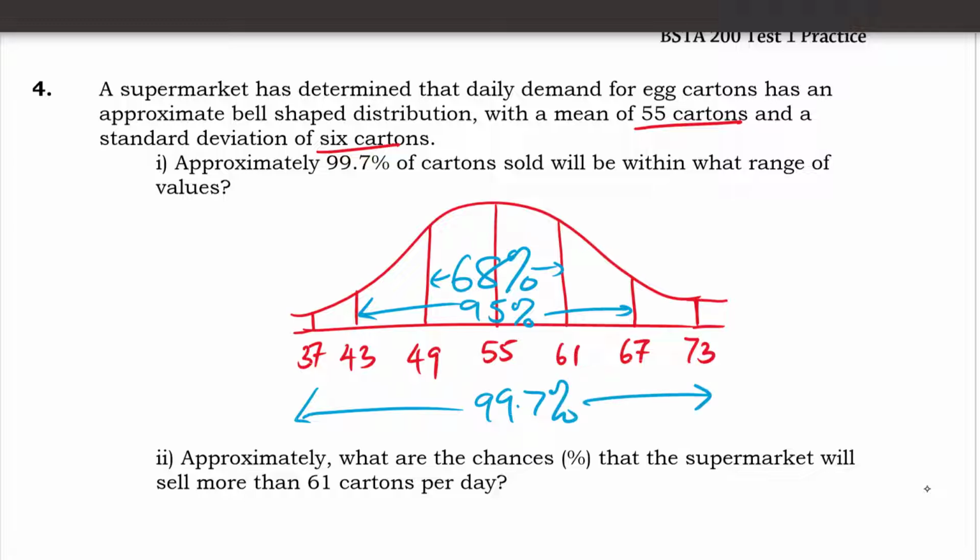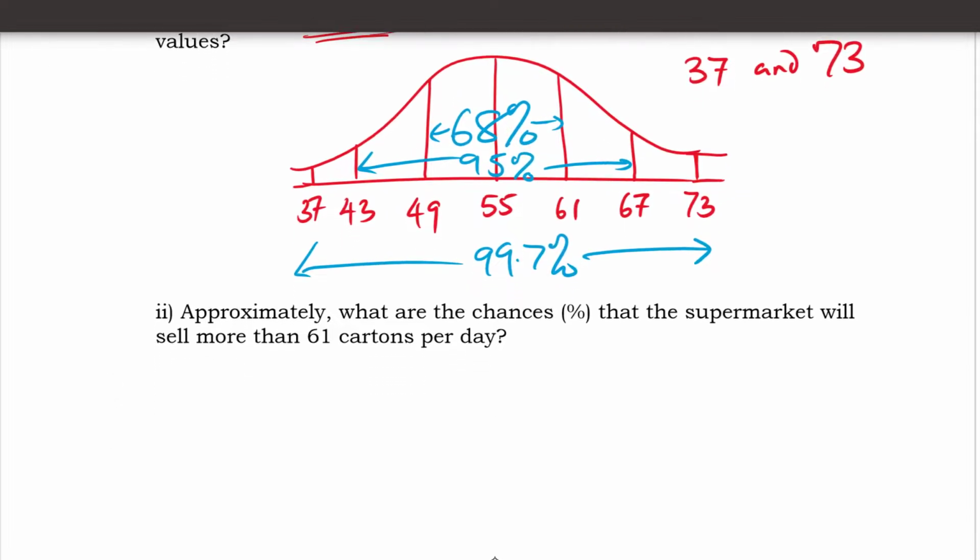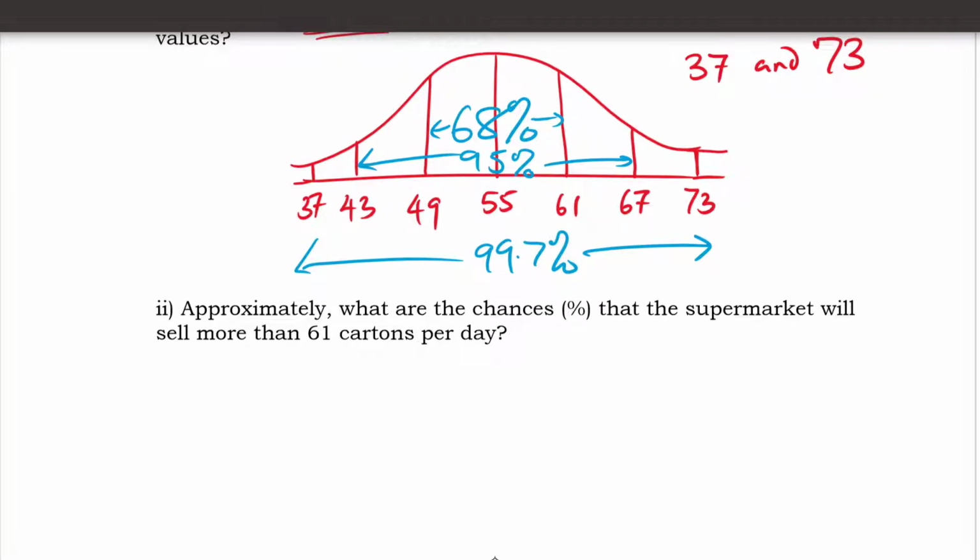So the first question here asks approximately 99.7% of the cartons will be sold within what range of values? So that will be between 37 and 73. Now for the second question, it says approximately what are the chances that the supermarket will sell more than 61?